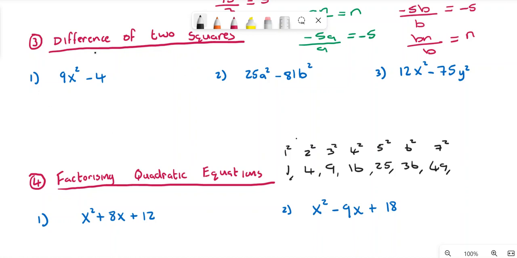Now when we're dealing with the difference of two squares, difference means minus, and two squares means, for example, we can take the two terms and write them in square form. That's what we're talking about. So if we look at these two here, we can see there's a minus sign between them. And then we can look at each of the terms and see that we can write them in square form, just like we can write each of these numbers in square form.